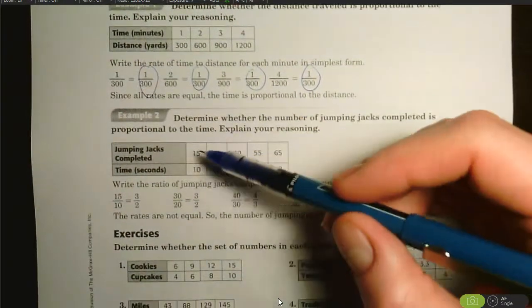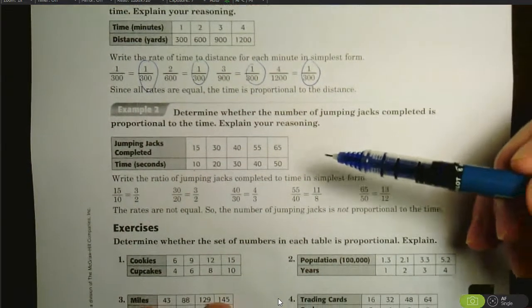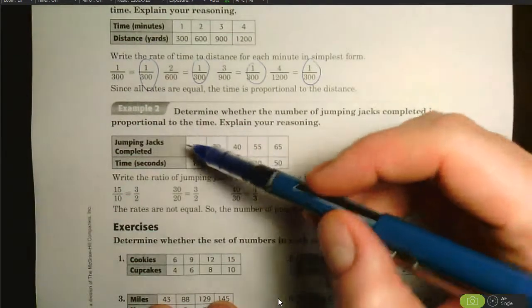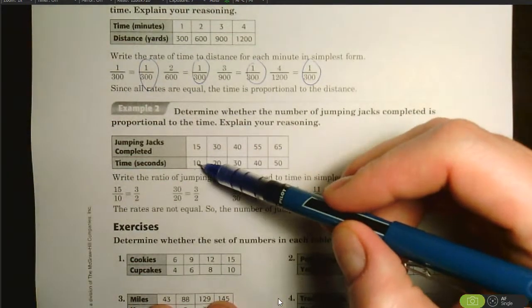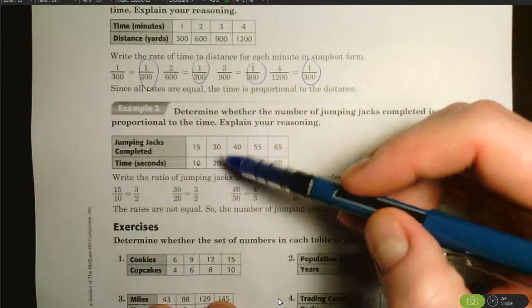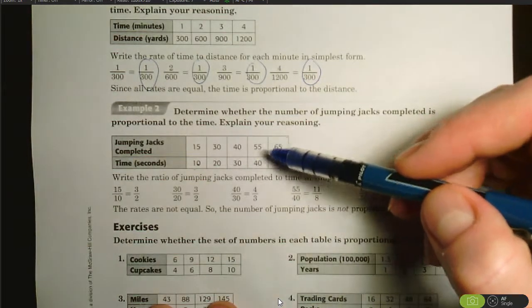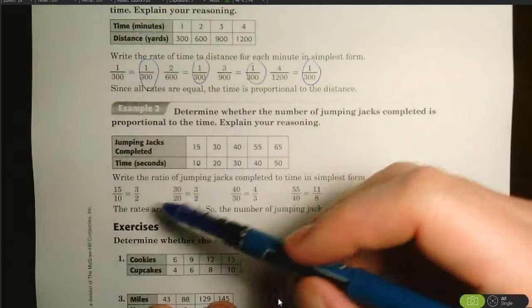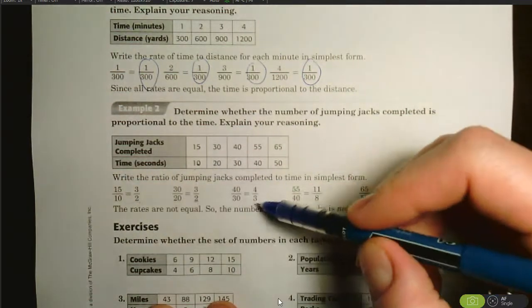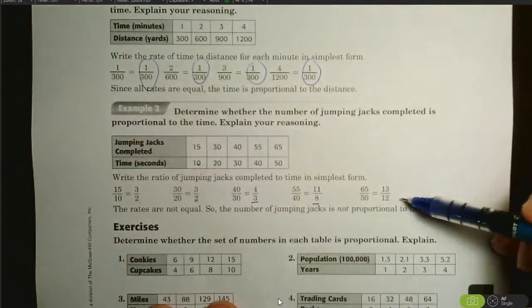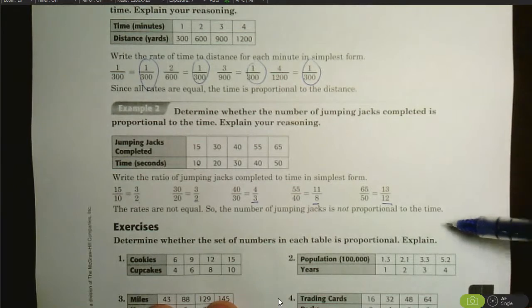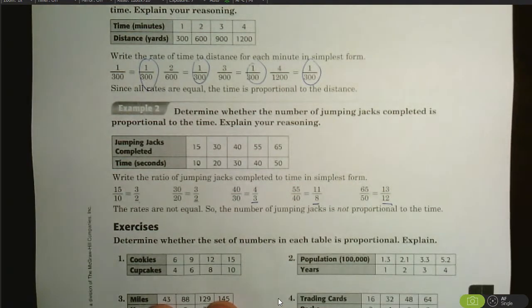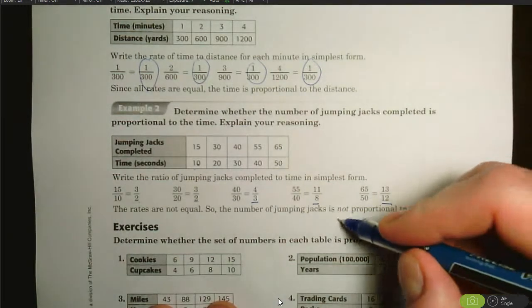Now for example 2 here, same exact idea. Take one quantity divided by the other, and again the order doesn't matter as long as you're consistent. So when they chose to do 15 over 10 for their first one, they had to do 30 over 20, 40 over 30, 55 over 40, 65 over 50. That had to happen that way. And when they do that, they get 3 over 2, 3 over 2, 4 over 3, 11 over 8, and 13 over 12. All 5 of those, well, 2 of them are the same, but the next 3 are different. Therefore, it's not proportional.